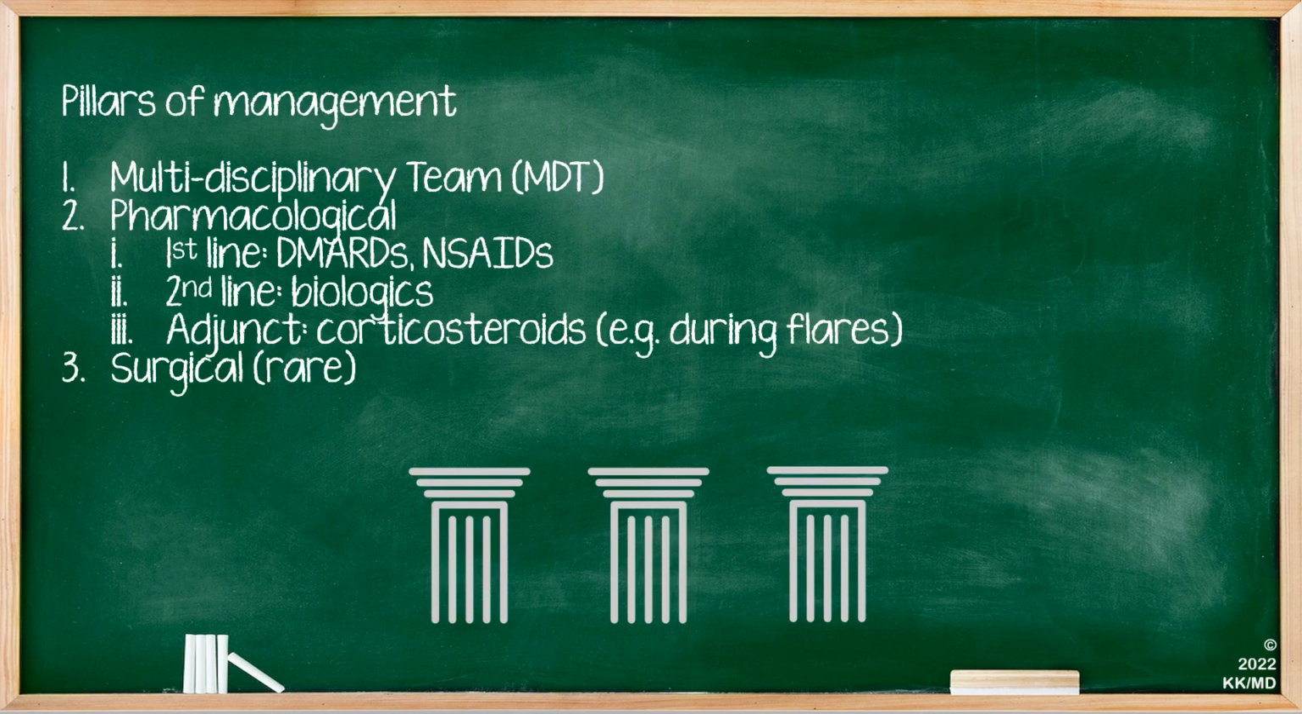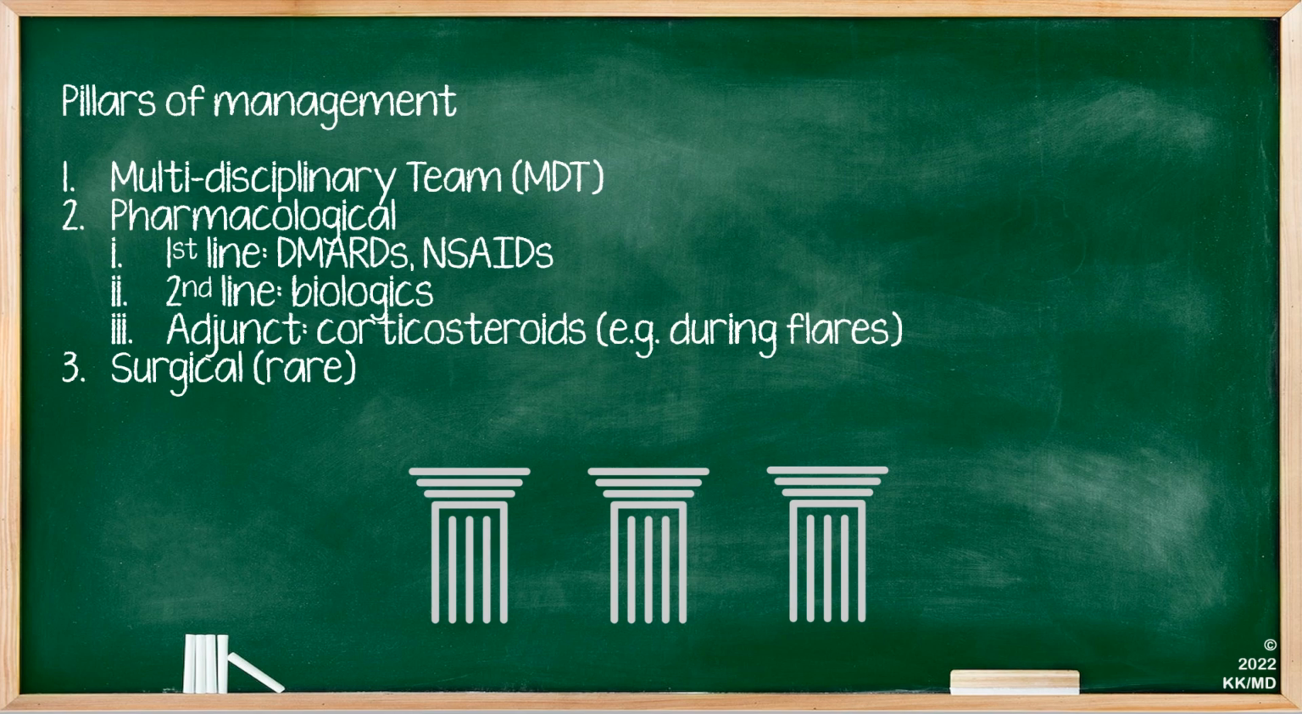Coming to the management of rheumatoid arthritis, this really relies on a multidisciplinary team approach, as well as pharmacological and sometimes surgical management further down the line where necessary. The multidisciplinary team approach is really worth noting in rheumatoid arthritis. Allied health professionals such as physiotherapists, psychologists, occupational therapists, as well as other specialties such as respiratory and liver specialists, orthopedic surgeons are really important in caring for these patients.